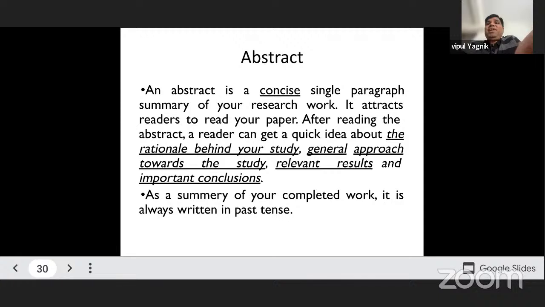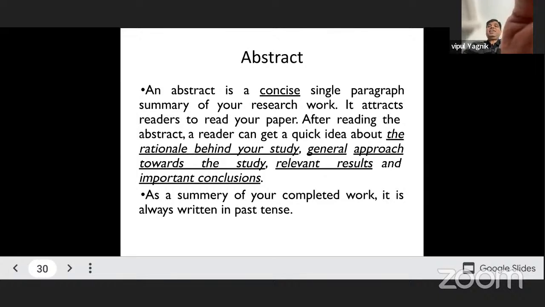Actually, I used to prefer writing the abstract last, because at the end of your manuscript, you will be able to write an abstract in a better way. So what is an abstract? An abstract is a concise single paragraph summary of your research. So at the completion of the manuscript, you can write the abstract.